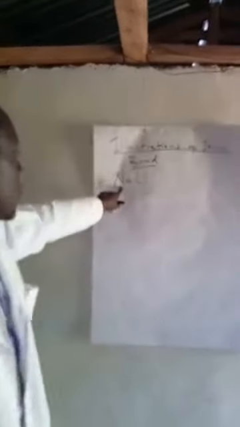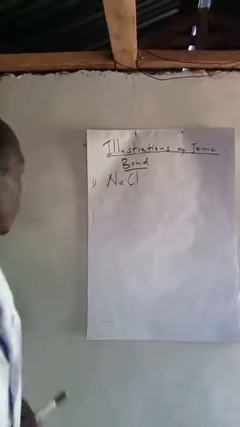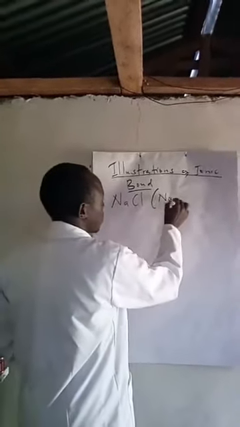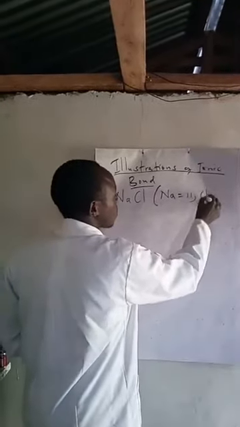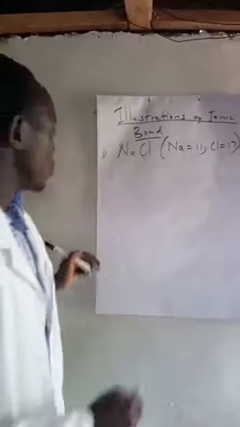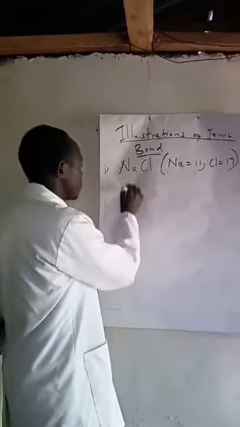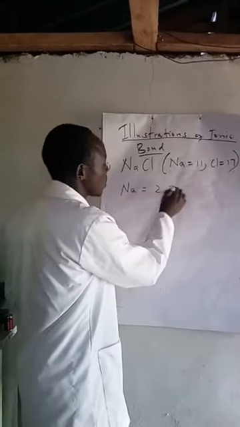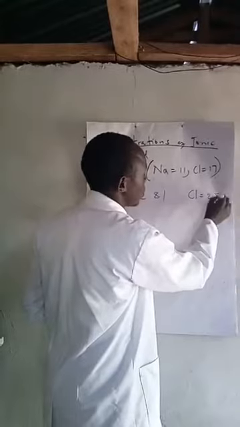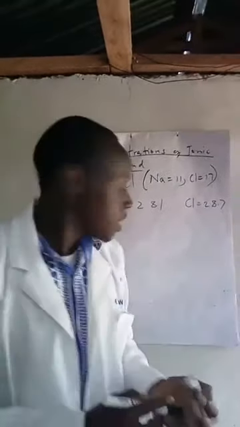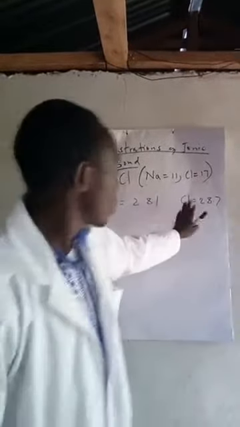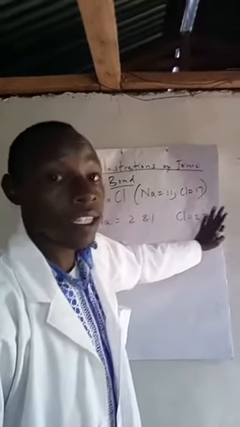So consider sodium chloride. Sodium is atomic number 11, chlorine is atomic number 17. The electron configuration of sodium is 2,8,1 to make it 11. Chlorine is 2,8,7 to make it 17.